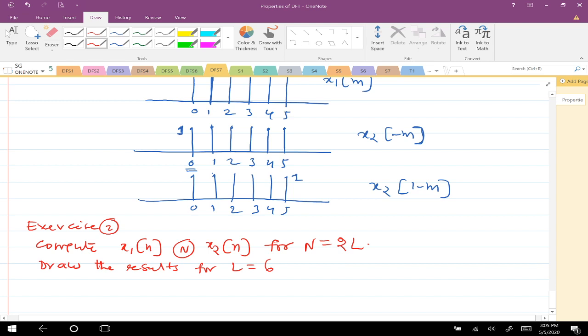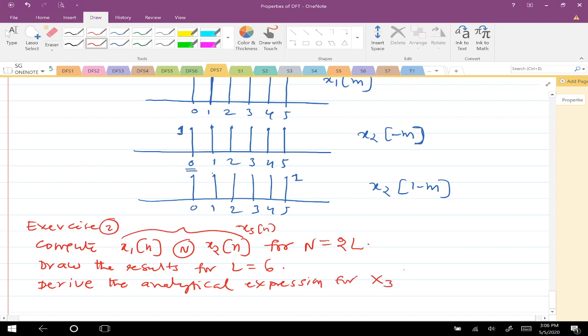Let me call this x3 of n. So now derive the analytical expression for the DFT of x3 of n. That's what I would call x3 of k.